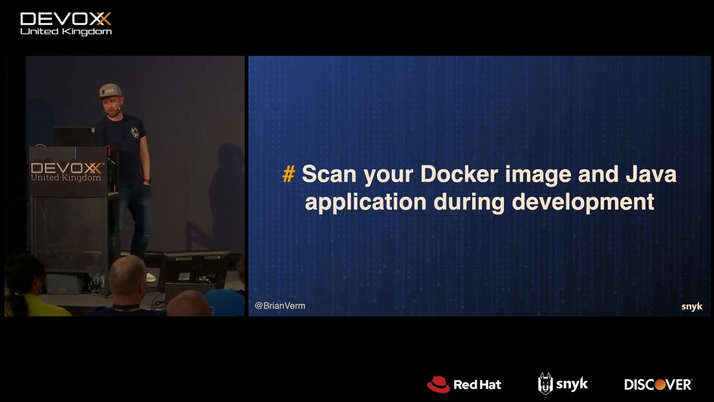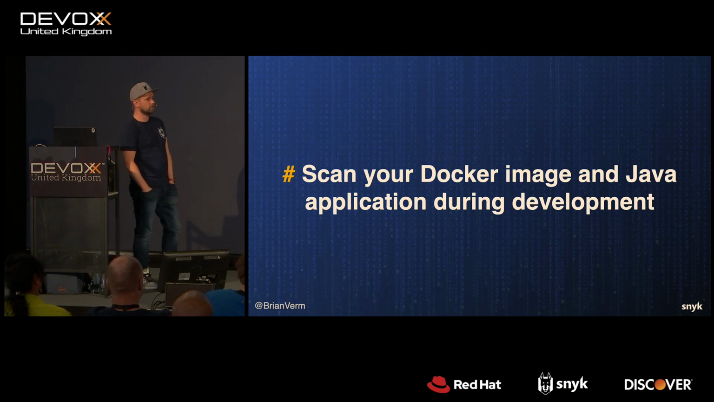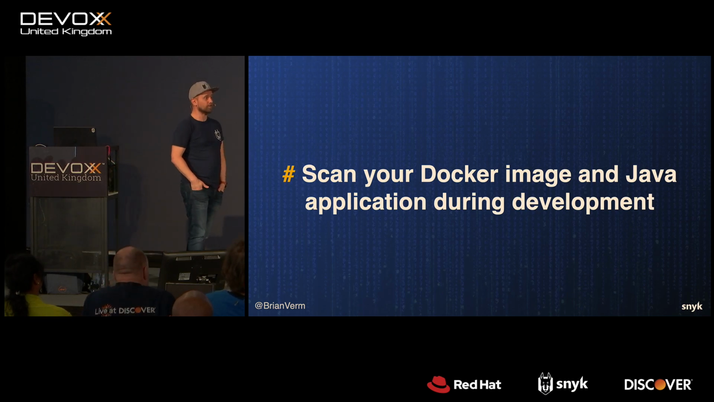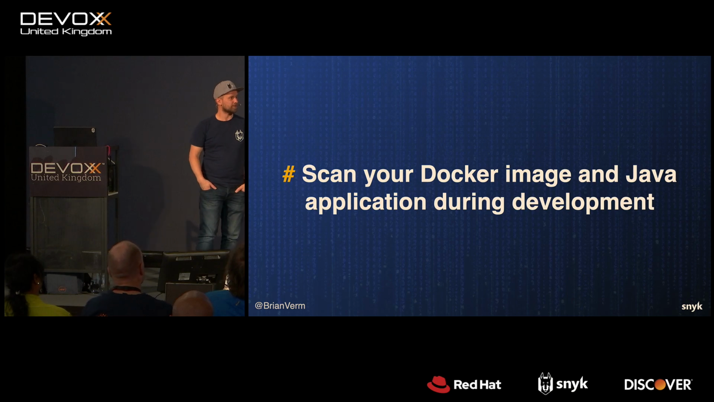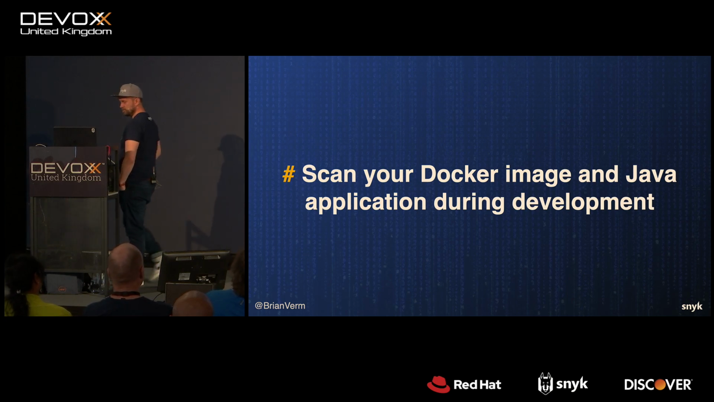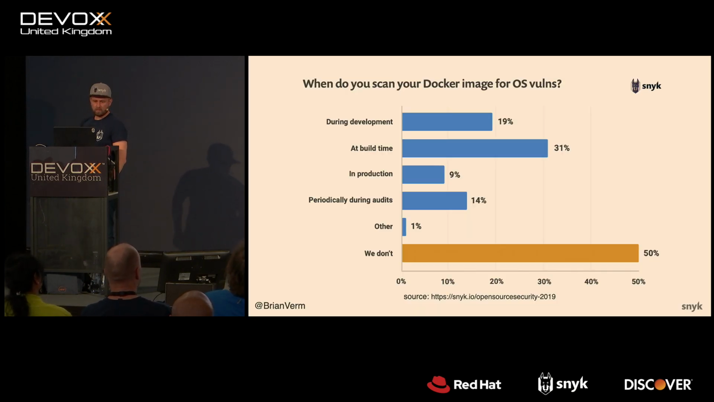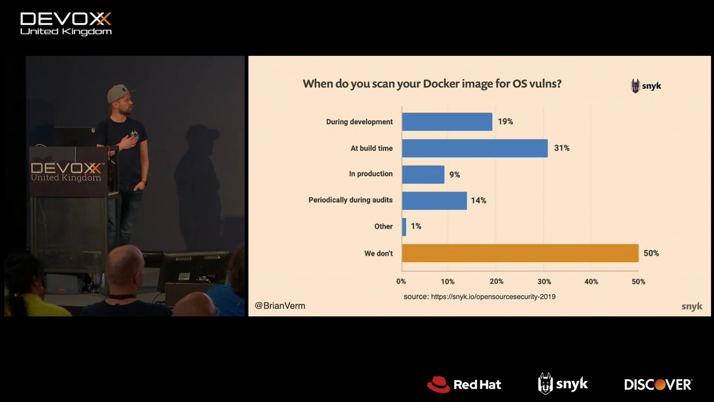Then, scan your Docker image and your Java applications during development. It's nice to find out about issues during development and not like, yeah, we test in production. It's fine. We asked people in our State of Open Source Security, when do you scan your Docker images for operating system vulnerabilities? And 50% basically says, we don't, which is kind of scary.